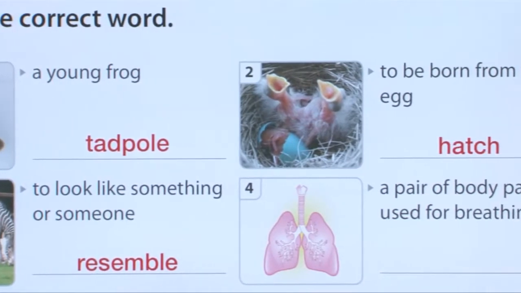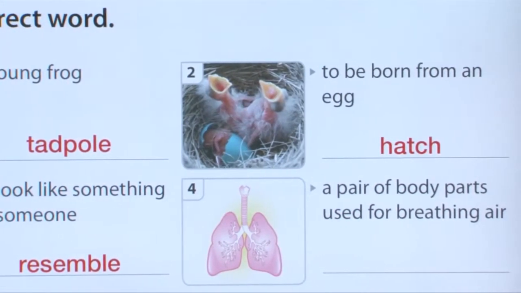All right, now for number 4, a pair of body parts used for breathing air. Yes, this is the body parts that the adult frog has. What's the answer here? It is lungs. Yes, the adult frog usually has 2 lungs to help it breathe air.